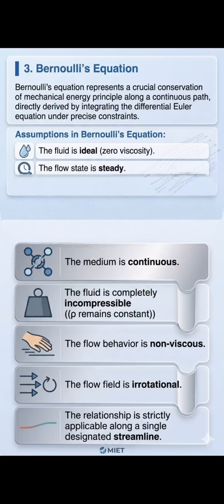Bernoulli equation. Bernoulli's equation represents a crucial conservation of mechanical energy principle along a continuous path, derived by integrating the differential Euler equation under precise constraints. Assumptions in the Bernoulli equation: the fluid is ideal, with zero viscosity. The flow state is steady. The medium is continuous. The fluid is completely incompressible, rho remains constant. The flow behavior is non-viscous. The flow field is irrotational. The relationship is strictly applicable along a single designated streamline.